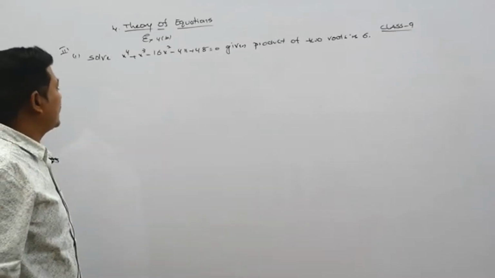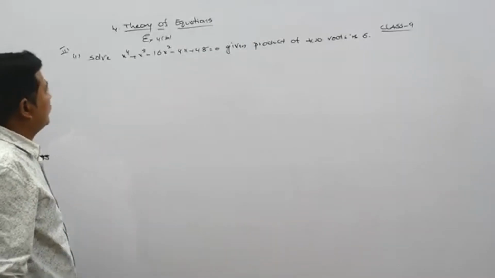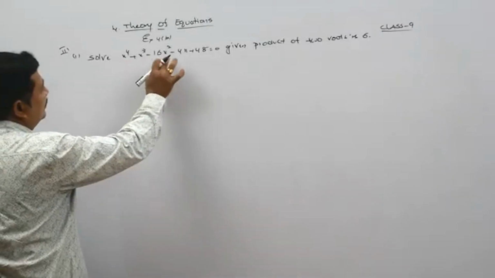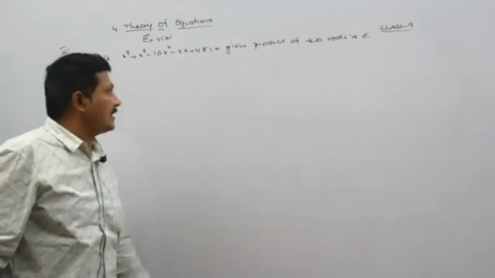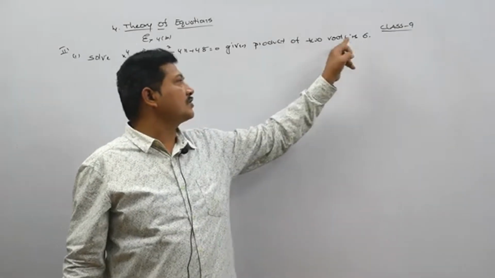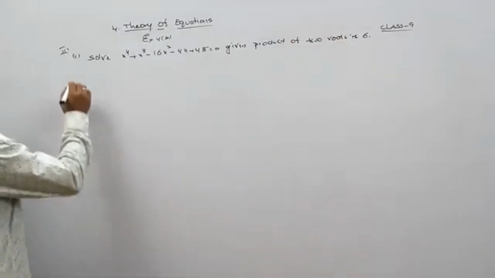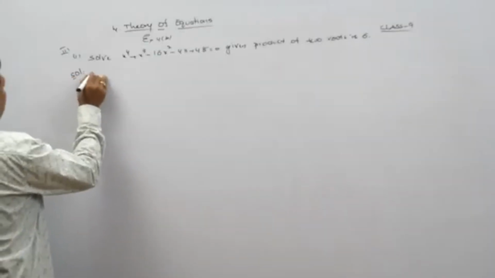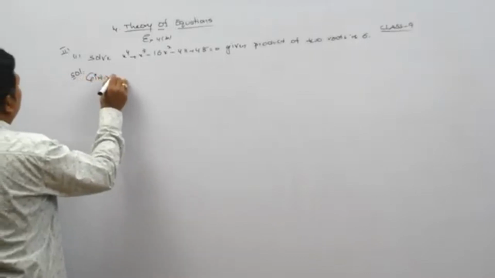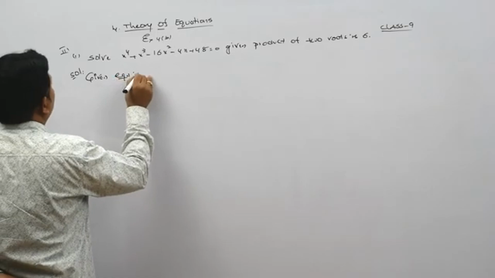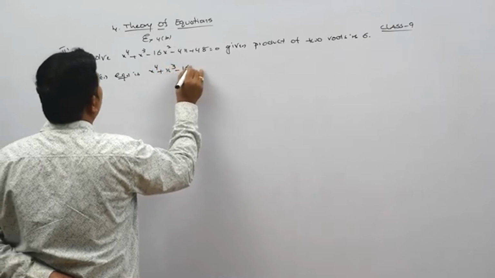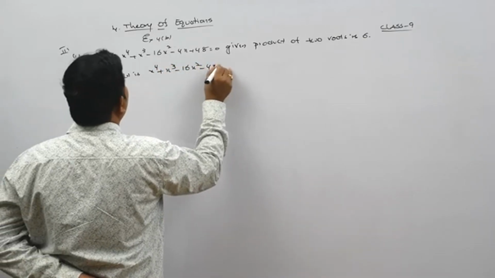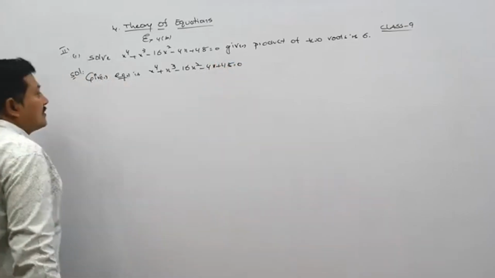Solve. We have to find the values of x, and here you can observe this is a fourth degree equation, and we know that a fourth degree equation will have 4 roots. To find those roots, we are given a condition, product of two roots is 6. So let us take the solution. Given equation is x power 4 plus x cube minus 16x square minus 4x plus 48 is equal to 0, which is a fourth degree equation.